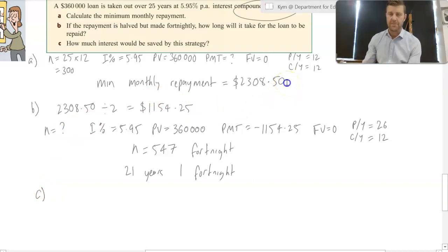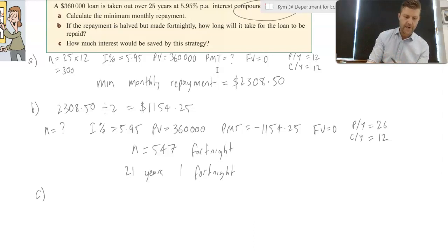You just paid monthly, the minimum amount, and then the total amount of interest you would pay if you did use this strategy, paying that amount on a fortnightly basis, and then subtracting the second strategy from the first strategy to work out how much interest you would save. So let's actually do that here really quickly.